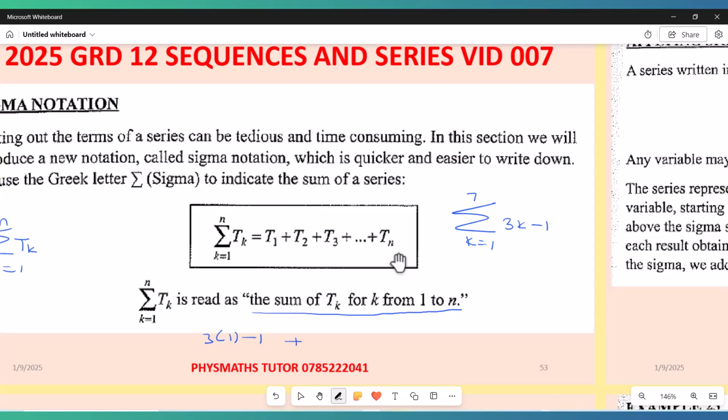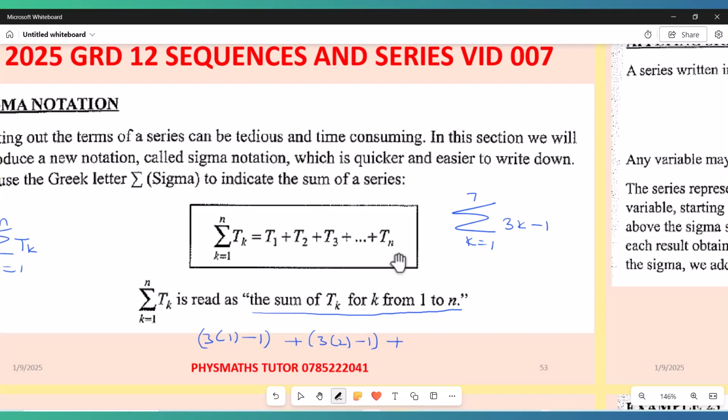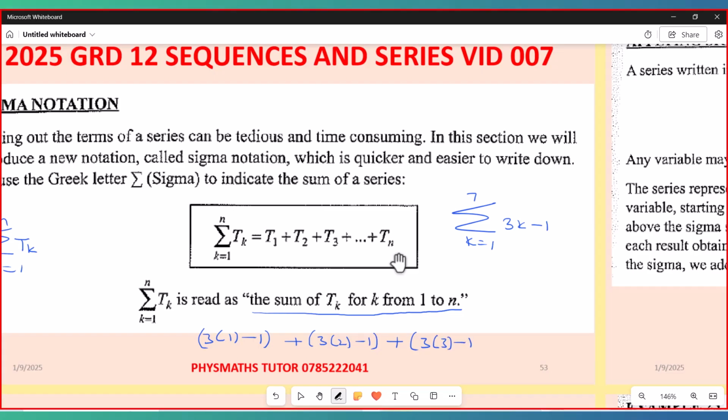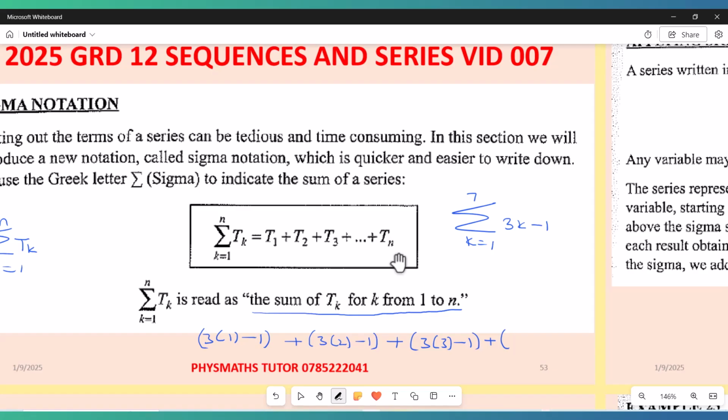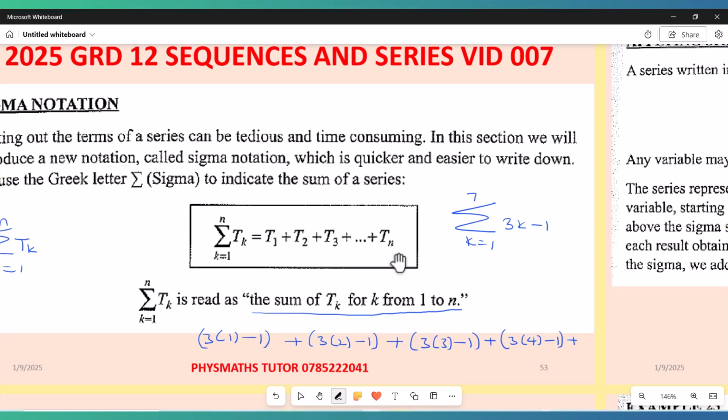That's my first term now. To get my next term, I put 2 for K: 3 times 2, then minus 1. Then I continue like this: 3 times 3, then minus 1. What about my next term? 3 times 4, then minus 1. I continue until I get the last term.